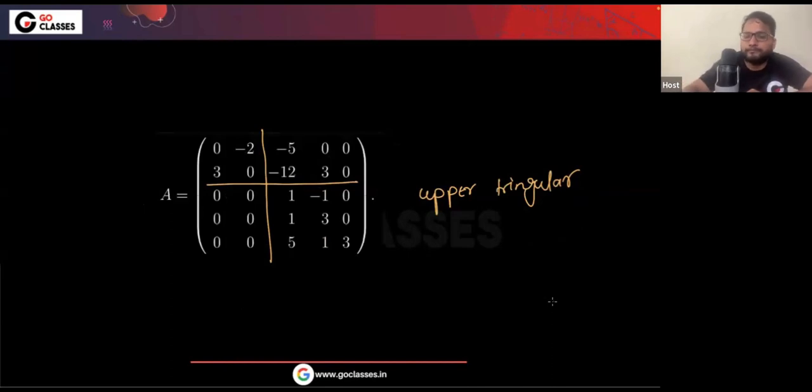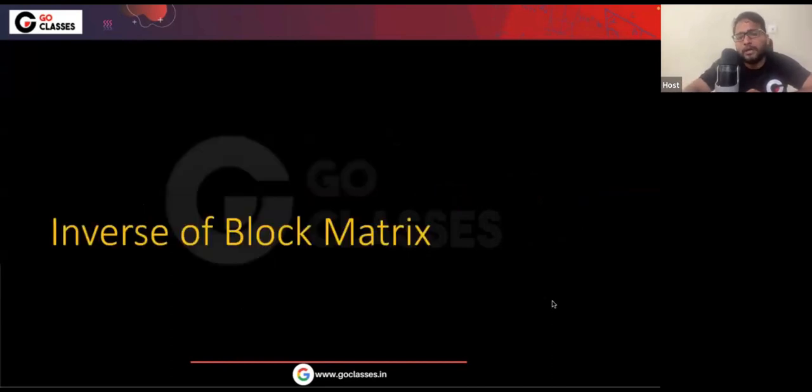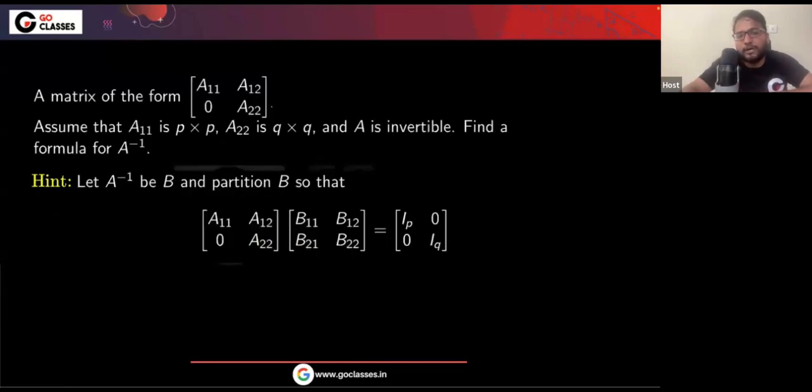Okay. Now let's see how to invert a block matrix. This is a little interesting, or a little complicated. I mean, both, right? If it is complicated, then that's why it is interesting also. So let's see this question directly. This is one of the questions that we have, to find the inverse.